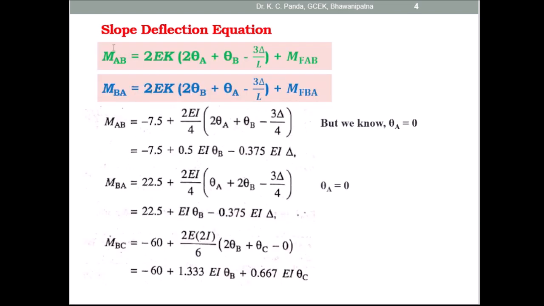Then you find out the slope deflection equation. So as you know, the formula MAB is equal to 2EK (2 theta A plus theta B minus 3 delta by L) plus MFAB. Similarly, MBA is equal to 2EK (2 theta B plus theta A minus 3 delta by L) plus MFBA. You know K is the relative stiffness of the member, so that is equal to the moment of inertia by length of the span.